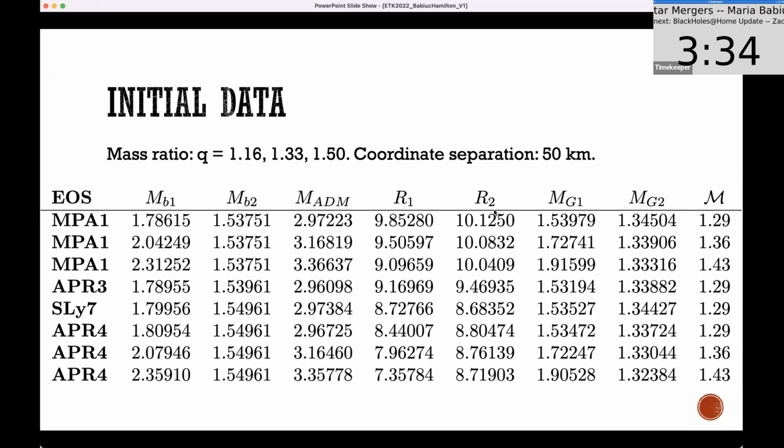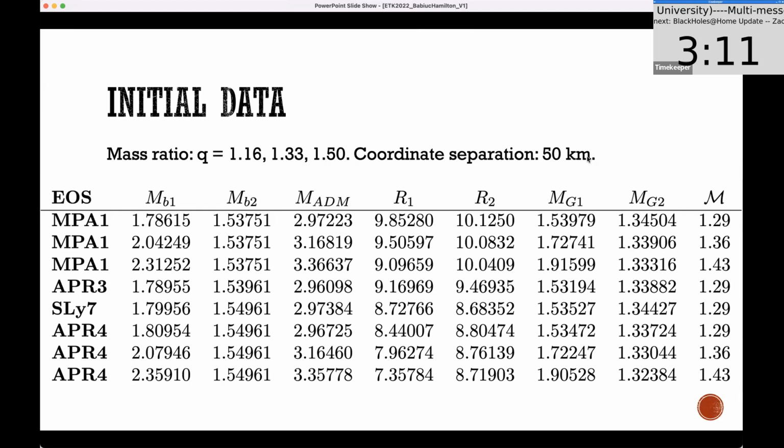And you can see that the second mass in the binary is pretty much constant, 1.53, or gravitational mass of 1.34. The first mass in the binary starts at 1.78 and goes to 2.31, with the mass ratios 1.16, 1.33, and 1.50.